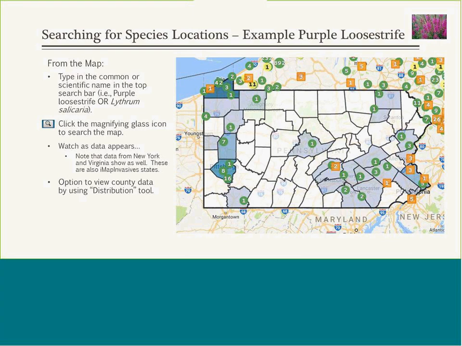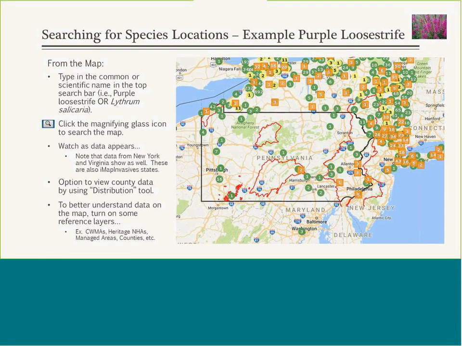So to take that a little bit further, say you want to know the specific counties that are being impacted by purple loosestrife. Using that county distribution tool we talked about, now I can really see much more easily all the different counties where it's been found so far in Pennsylvania, according to the data that we have received. You can also turn on some of those reference layers that we talked about. So if I'm part of a cooperative weed management area, maybe it's really helpful to better understand that information by turning on that layer and zooming in a little bit closer to see specifically where they're being found.